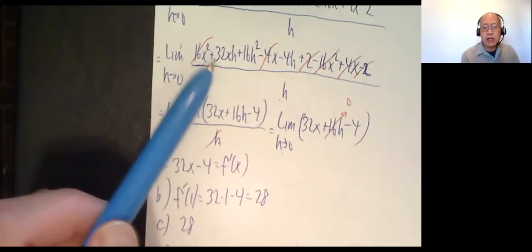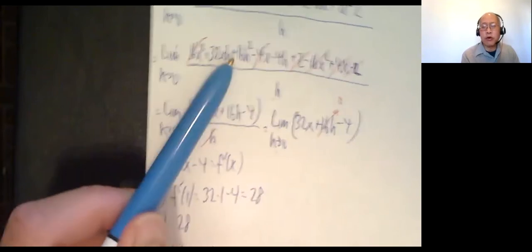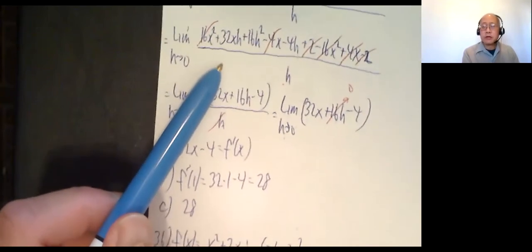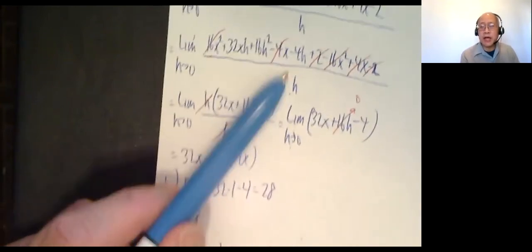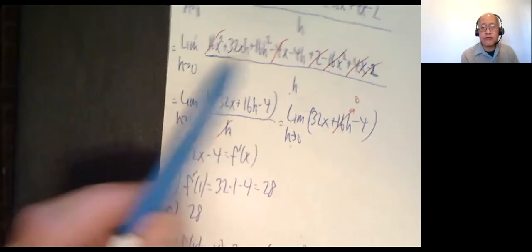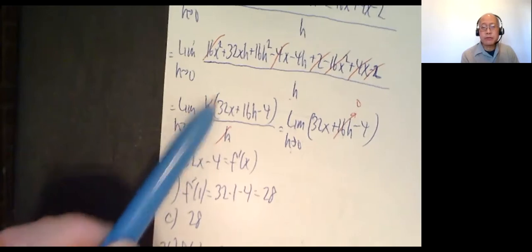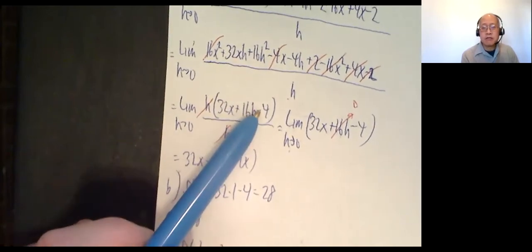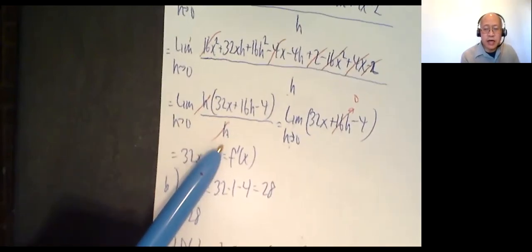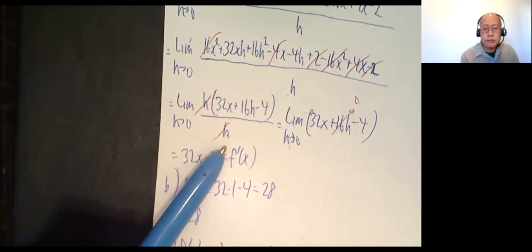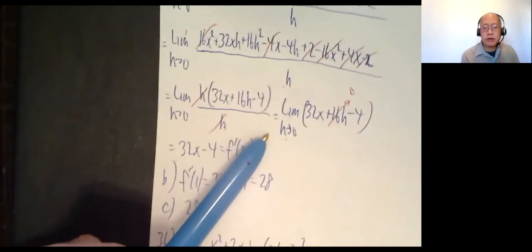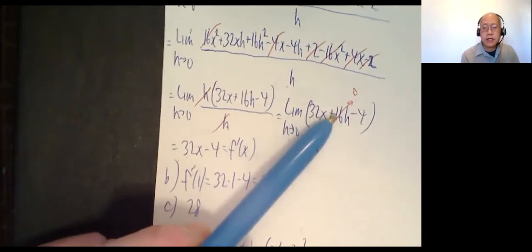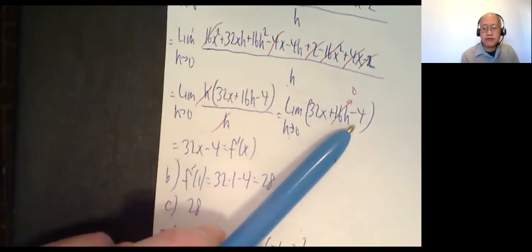Factor out the h. By the way, you might say, well, can I factor out, let's say 4? You don't really have to. See, the 4 is not the problem. The h is the problem. So normally we won't factor out a constant like a 4, just only the h. So h parentheses 32x plus 16h minus 4 divided by h. And now the h's cancel out, giving me limit h approaches 0, 32x plus 16h minus 4.